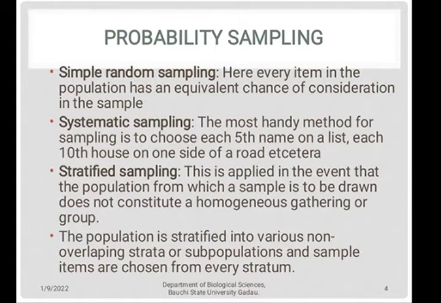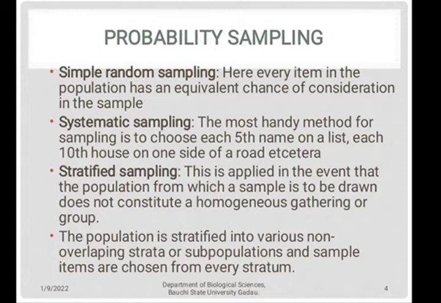And then we have systematic sampling. The most handy method for sampling is to choose probably the fifth or the eighth or the 10th item, or even every third house in an area. And this is basically systematic.